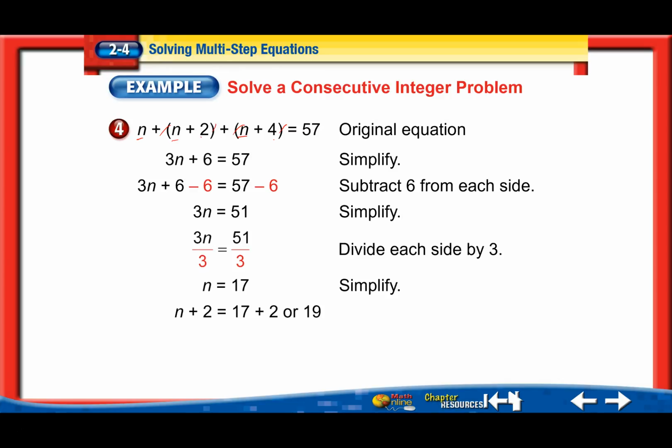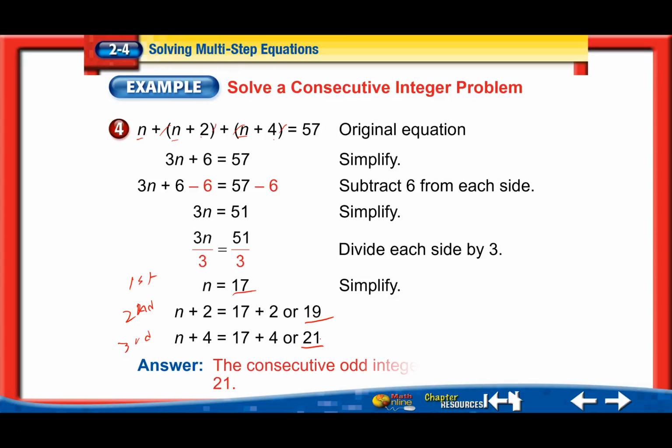So that would just be the first one. We're not done. The first number, the smallest, is going to be 17. The next one up is going to be n plus 2. So here's my first number, my second number, and then we'll do a third number here. So it's going to be 17, 19, and 21 would be my 3 answers. Remember to always look back at the original question and see what they were asking, because just because you finish this doesn't mean you're done when it's a word problem.